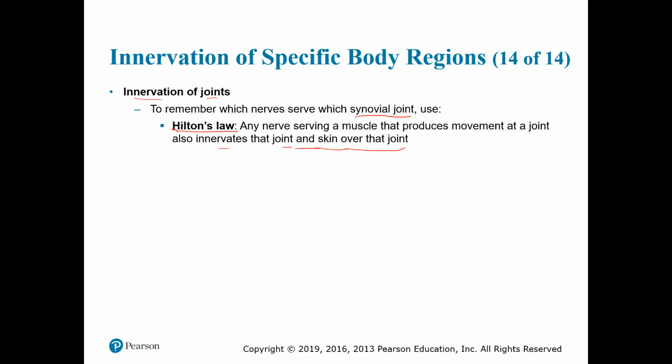So Hilton's law is just a simple statement that the muscle or the nerve that innervates the muscle around the joint and happens to be moving the joint is going to also innervate the joint, the skin, so the cutaneous or sensory. Okay, pause that for a minute.